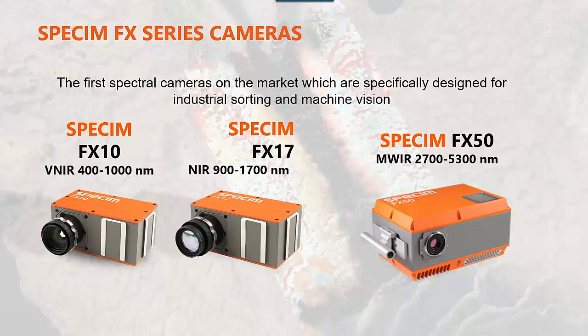Specim AFX series cameras were originally developed for industrial sorting and machine vision applications, but they are now used elsewhere as well. We have FX10 VNIR camera, FX17 NIR camera, and the latest product is FX50, which is a mid-wave infrared camera from 2700 to 5300 nanometers. This is a very powerful camera and unique solution which can be used, for example, to identify black plastics, which has been extremely challenging in the past.